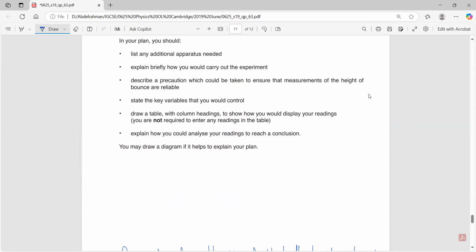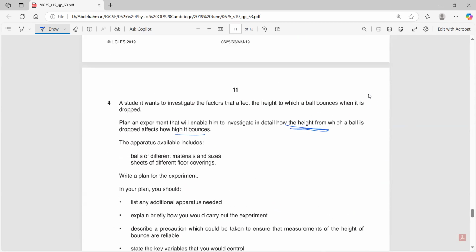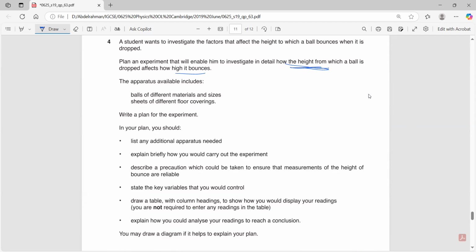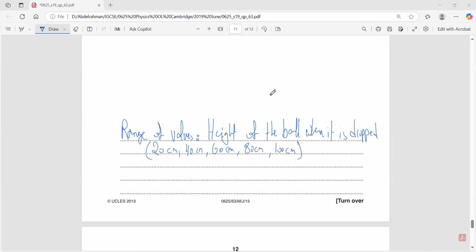What about the controlled variables? If you think about it, you have a ball which is being dropped. You have several controlled variables. First of all, the mass of the ball, right? Can I write down measuring tape? Yes, you can write down measuring tape instead of meter ruler. Same surface which it bounces off from. Okay, same type of surface. These are the controlled variables.